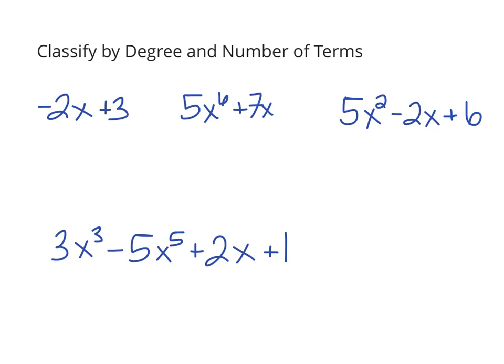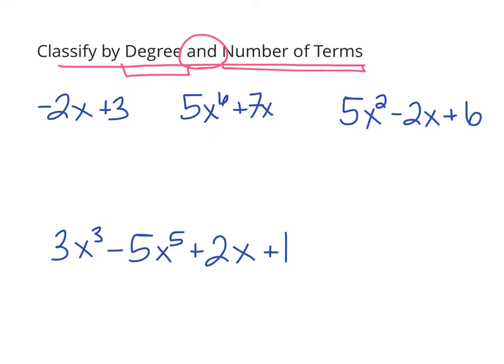Last thing we're going to do here is take a look at some examples. Pretty much what you're going to be asked to do from this lesson is to be able to classify by degree and number of terms. Sometimes it'll just be degree, sometimes it will just be number of terms, and again, sometimes it will be both of those things. So when you're looking at the degree, again, that's the highest power. The number of terms would be what those things are that are separated by the pluses and minuses.